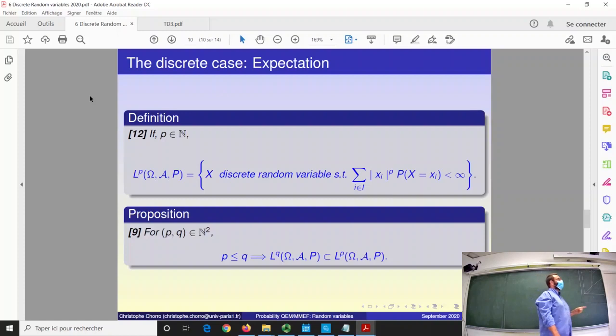So let's introduce a definition. So we are in the discrete case, okay, meaning that I consider a random variable, and discrete means that the range, that is the set of the possible values, okay, the range is countable, okay? It's the definition of being discrete, okay?